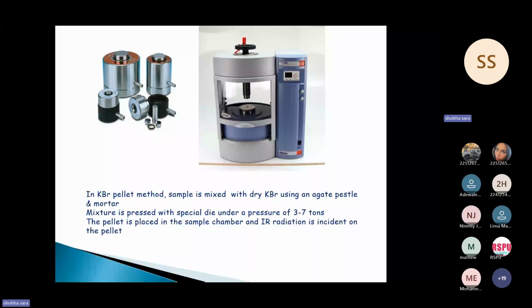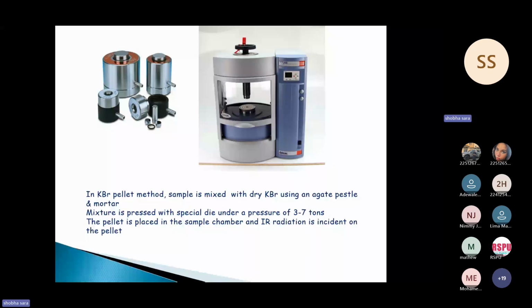And KBr has a disadvantage: it is hygroscopic. It absorbs moisture easily. So it should be kept in the desiccator and the pellet should be made really fast and presented into the sample compartment. We cannot wait for a long time after making the pellet. This is one method for solid samples.